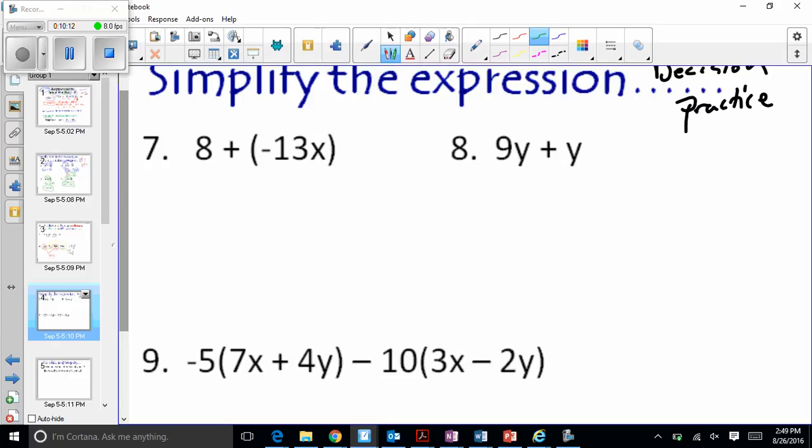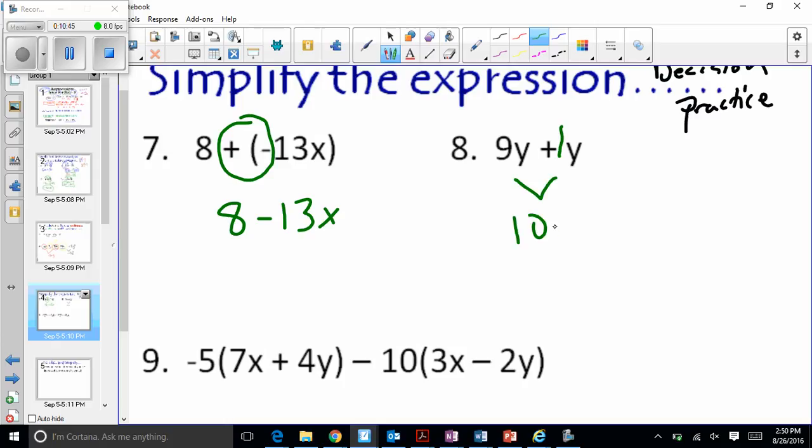Here I've got 8 plus a negative 13x. There's nothing I can do. These are not like terms. So the only thing I can do is, instead of saying adding a negative 13x, I'm going to subtract 13x. That's as simple as it gets. Here I've got 9y plus y. What some people fail to recognize is that there is an imaginary 1 in front of that y. So now I've got 9 here and 1 here. Combine them to make 10y. And that's as simple as it gets.